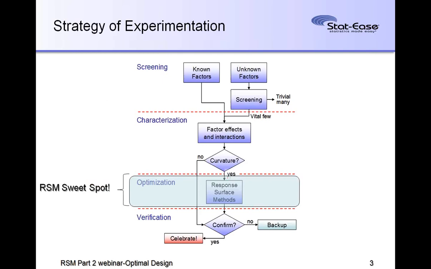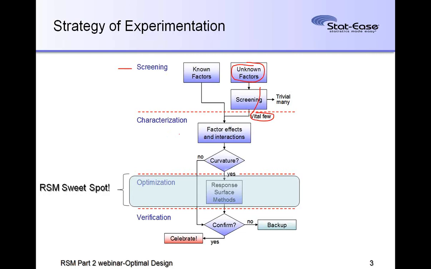So let's first talk about where RSM fits in your strategy of experimentation. Most experiments or DOE cycles will start with a screening design. If you don't know anything about your process, great place to start is with screening. And what we're going to do in screening is try to narrow down all those possible factors. Perhaps you come up with a list of 15 or 20 factors that might affect the process and you don't know which ones are the most significant. Those would be known as your unknown factors. You want to screen those down and find the vital few that really do affect your process.